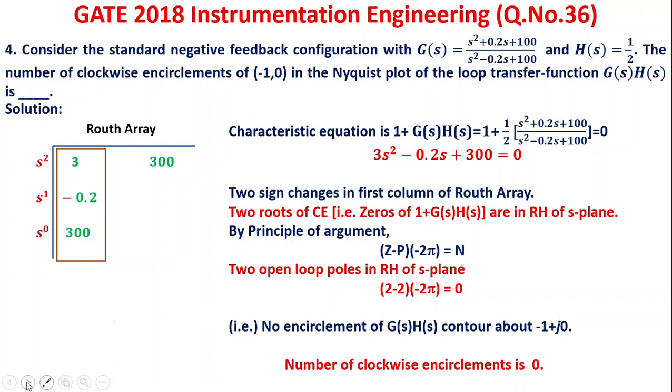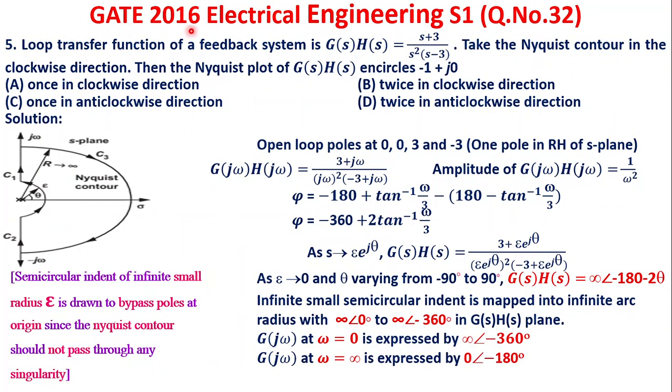Let us move on to the last problem. It is taken from GATE 2016 Electrical Engineering Set 1. Question number 32. Loop transfer function of a feedback system is G(s)H(s) equal to (s plus 3) by s square into (s minus 3).